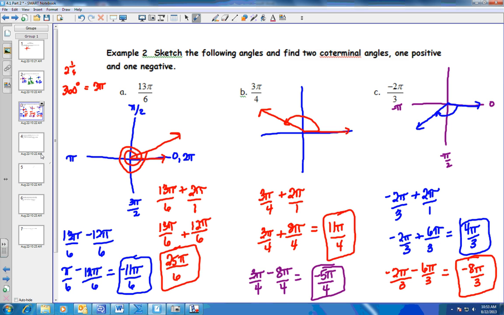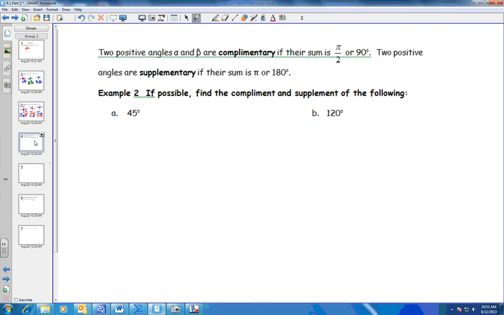All right, so now you know how to find coterminal angles in degrees and radians. Next thing we're going to talk about are complementary and supplementary angles. You learned this back in geometry. Remember, two positive angles are complementary if their sum is 90 degrees or pi over 2, because pi over 2 is the same as 90. And two positive angles are supplementary if their sum is pi or 180 degrees. So find the complement and supplement of the following.